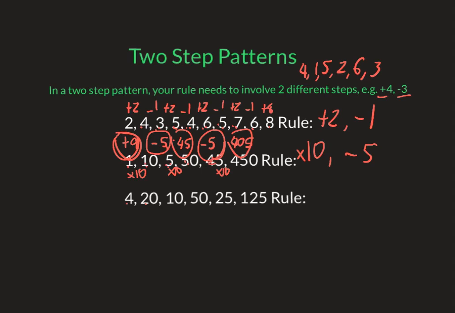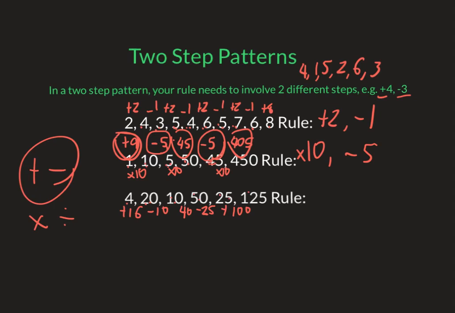Okay, so from 4 to 20 goes up by 16. And then from 20 to 10 goes back by 10. From 10 to 50 goes up by 40. From 50 to 25 goes down by 25. From 25 to 125 goes up by 100. So plus 16 minus 10 plus 40 minus 25 plus 100. Obviously, addition and subtraction are out. It has to be multiplication, division, because there's no pattern there with addition and subtraction.